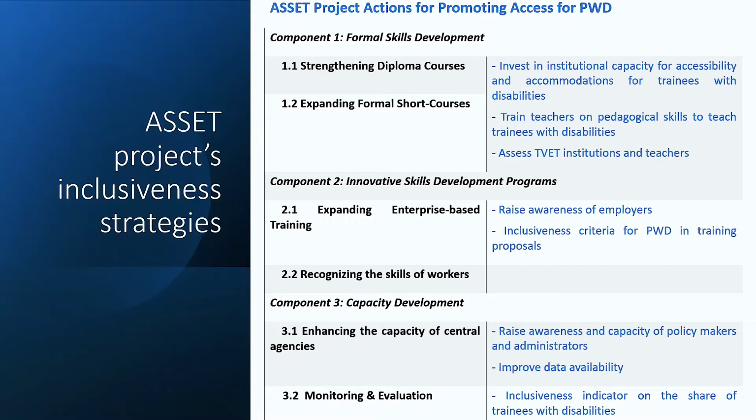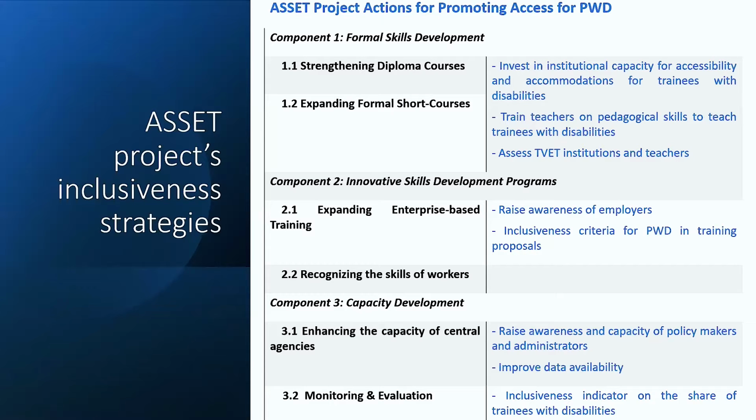And all the project-funded enterprise-based training programs will have to demonstrate how they would actually include trainees with disabilities. And under Component 3, the project will also support the government to develop awareness and the capacity of the policymakers and improve data availability related to inclusiveness. So the project will address this inclusiveness agenda from the central level in the ministry and, at the same time, at the institution level in the training institutions.